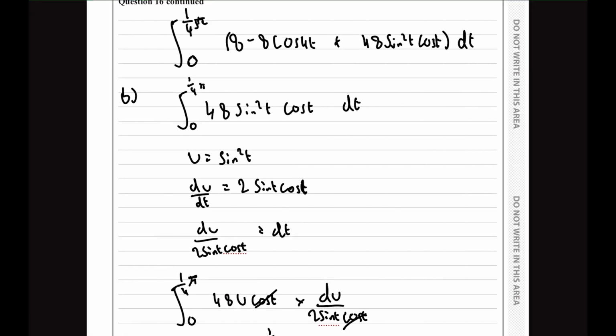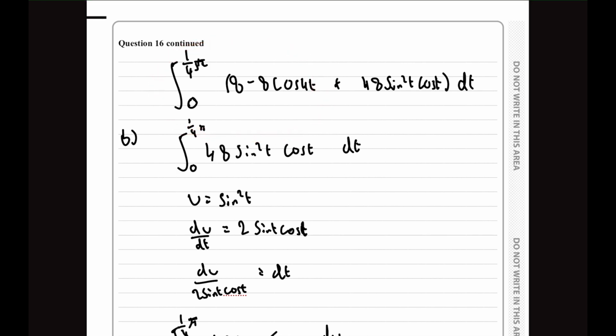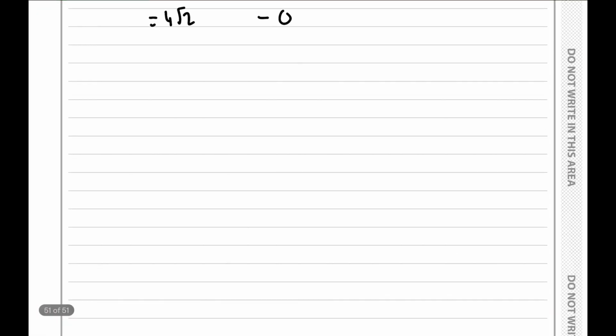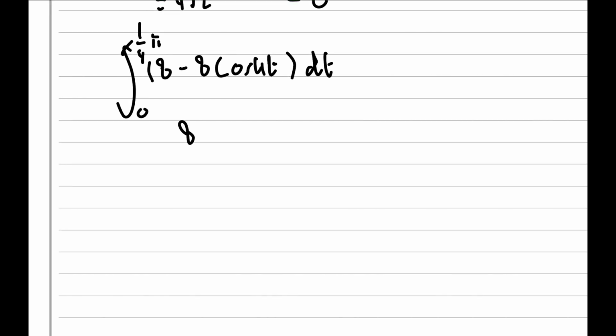Now we need to look at the other part of the integral, so the simpler part. So we got the hard stuff out the way. So it's just going to be 8 minus 8 cos 4t, right? Now we're looking at the integral for this. So 1 over 4 pi is still our bounds. And dt. And in this case, we don't need to do u sub. This is just simple integration. So this is just going to be 8t minus 8 over 4 sine 4t. Right? And then the bounds remain the same, 1 over 4 pi and 0.